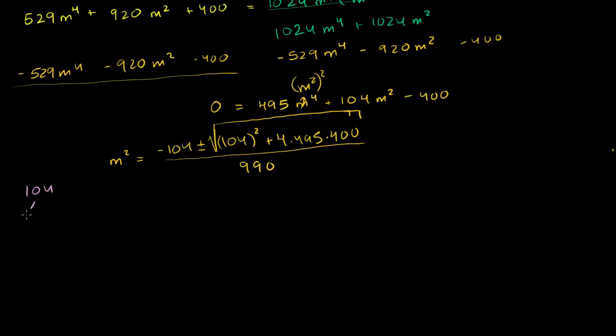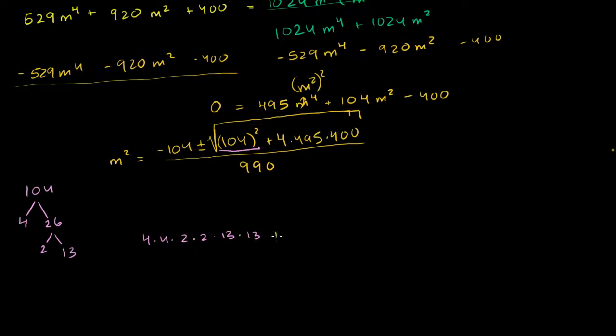So 104 is the same thing as 4 times 26, right? 4 times 25 is 100. 4 times 26, which is the same thing as 2 times 13. So that's 104. So 104 squared, let's just worry about the radical right now. So this is going to be this squared. So it's going to be 4 times 4 times 2 times 2 times 13 times 13. That's this right over here. I squared it, so I put each of its factors twice.